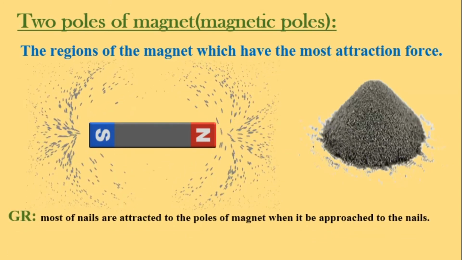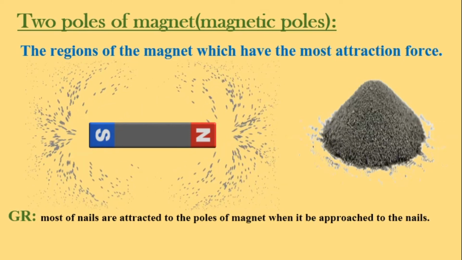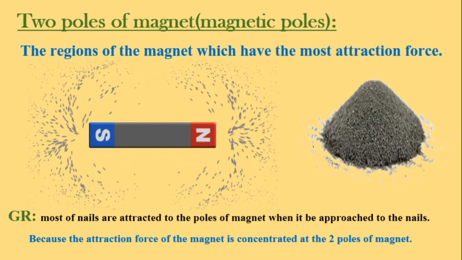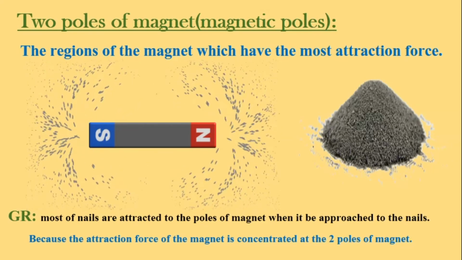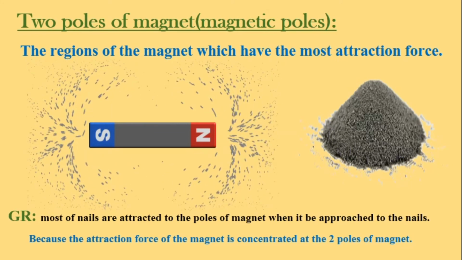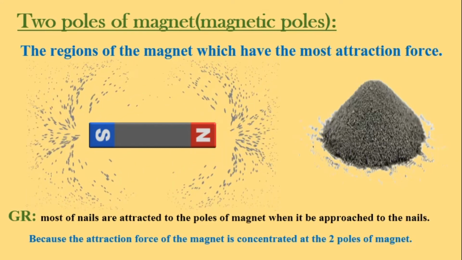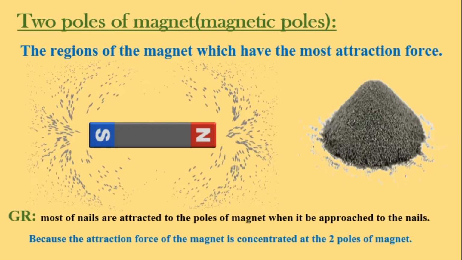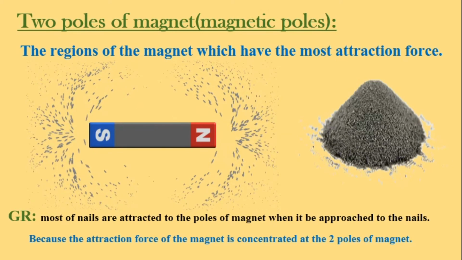So, if I ask you, give a reason: most of the nails or most of the iron filings are attracted to the two poles of the magnet, or magnetic poles, when it is approached to nails or iron filings. Why? Because the attraction force of the magnet is concentrated at the two poles of the magnet. So, if I want to define what's meant by magnetic poles, we said that magnetic poles are the two poles or two ends of the magnet. The magnetic poles are the regions on the magnet which have the most attraction force. So, what's meant by magnetic poles? It's the region on the magnet which has the most attraction force. And region means area.